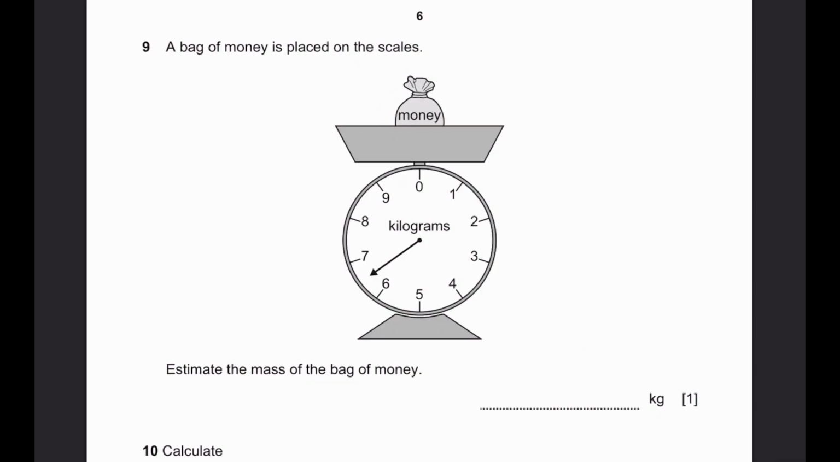Question 9. A bag of money is placed on the scales. Estimate the mass of the bag of money. So this arrow is pointing in between 6 and 7 kilograms. So it has to be around 6.5 kilograms.